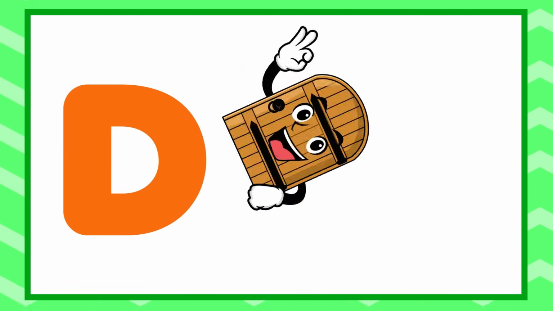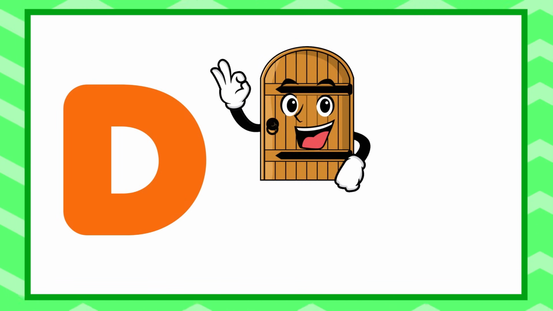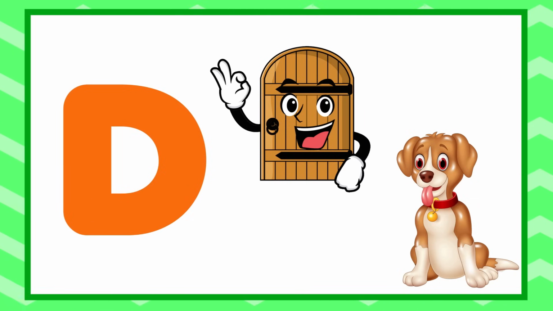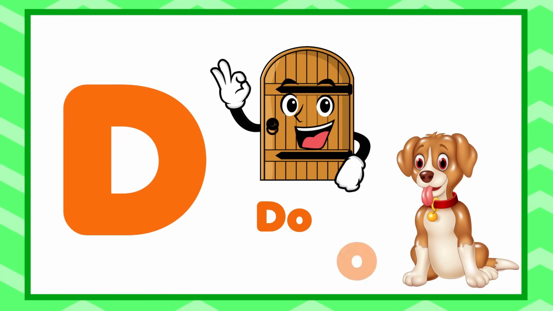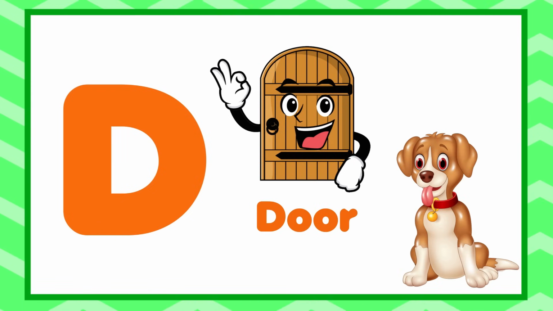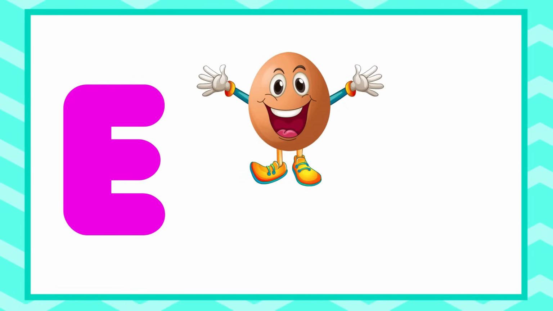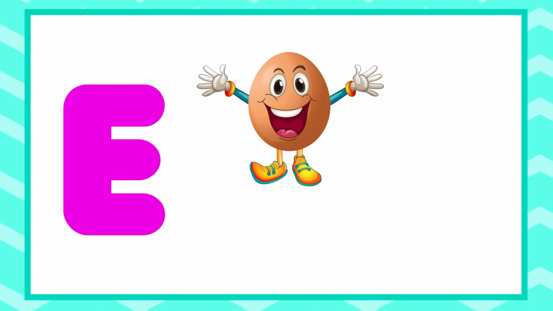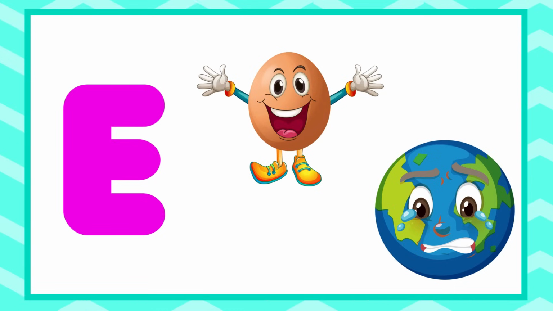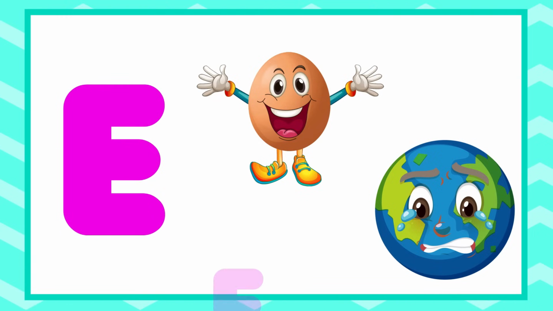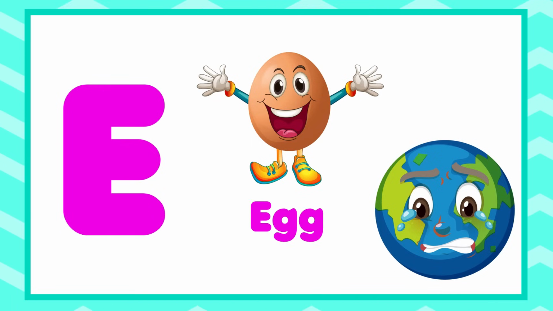D is for door, door. D is for dog, dog. D is for door. D is for dog. E is for eggs, eggs. E is for earth. E is for eggs. E is for earth.